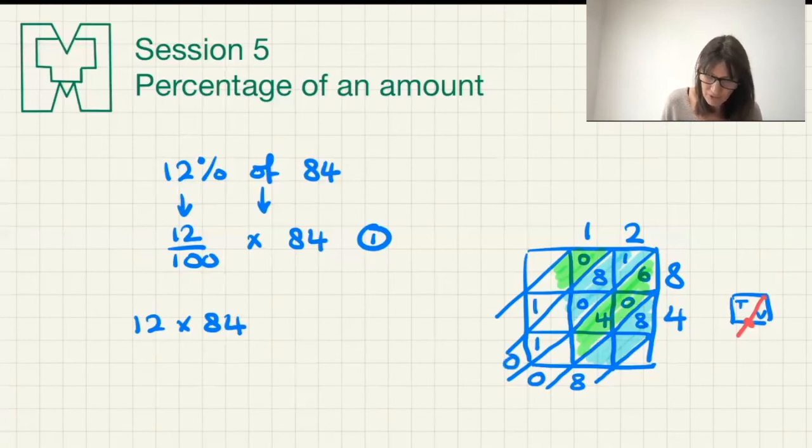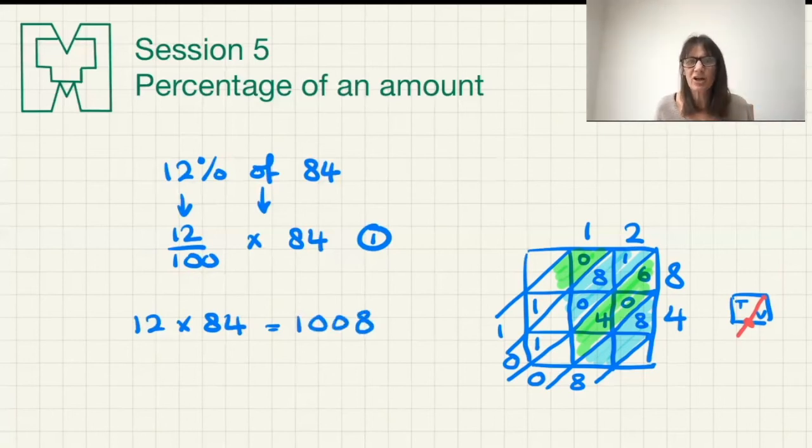I then look at what I've got going on here. I did have nothing, but actually now I've got 1. So I've got a total of 1, which I will put here. So this gives me 1008. Now that might seem like a lot of work to find percentage of an amount, and you know it is.